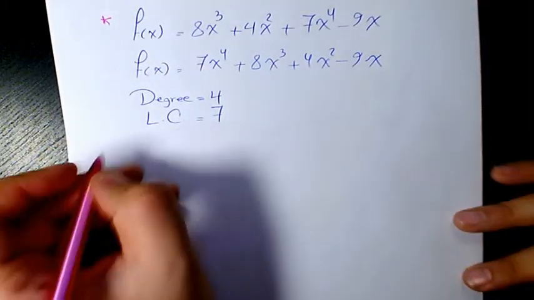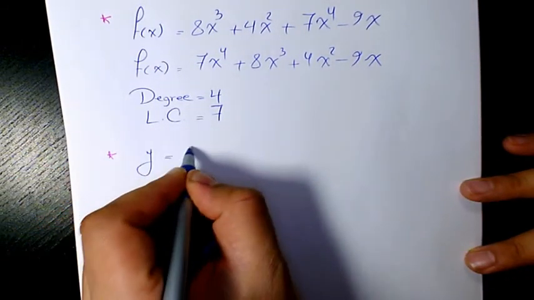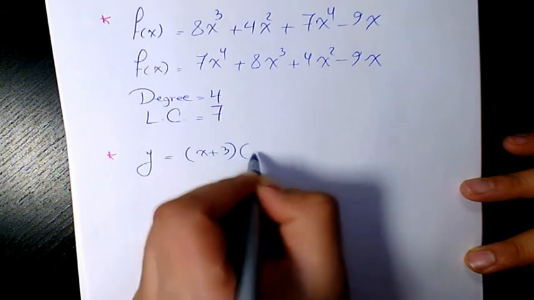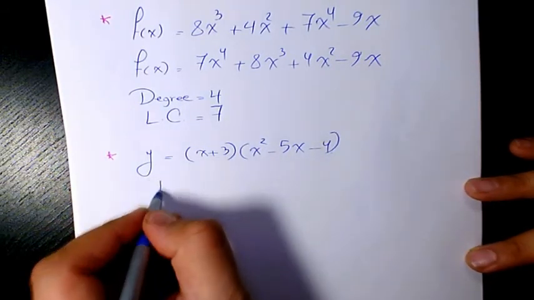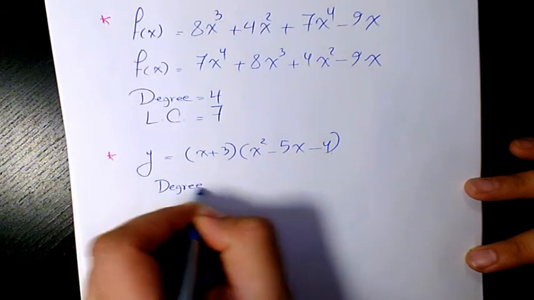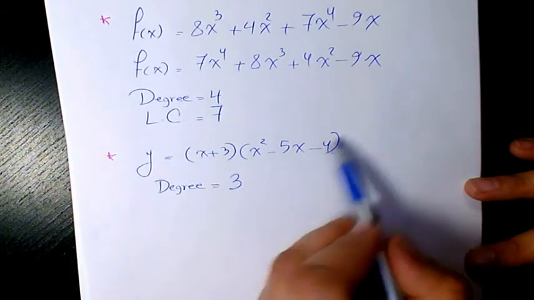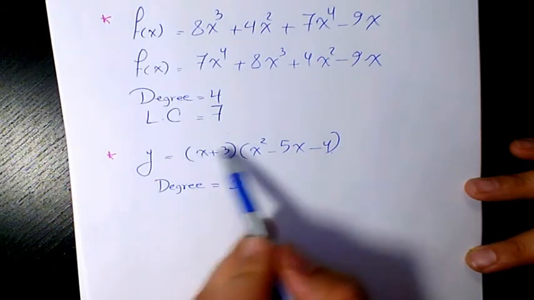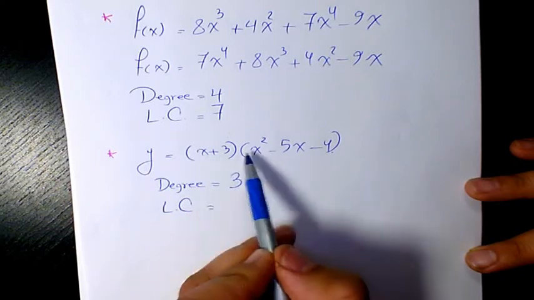Next example. We have y equals x plus 3 times x squared minus 5x minus 4. You should know it by now. The degree is going to be 1 plus 2. It's going to be 3. The exponents are 1 and 2. So 1 plus 2, 3. And the leading coefficient is going to be 1 times 1.